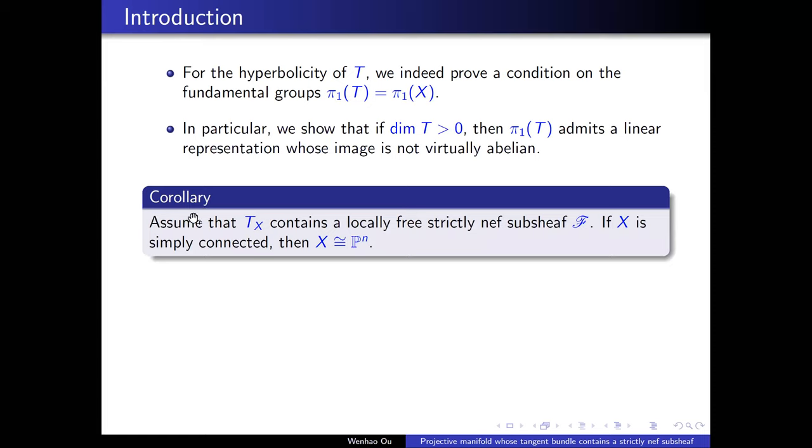In particular, we show that if the tangent bundle T_X contains a strictly nef subsheaf F, as in the condition before, and if we assume further that X is simply connected, then X is isomorphic to P^n, because the representation of a simply connected group is always trivial, hence abelian. So T cannot have positive dimension. Or if we assume the fundamental group of X is virtually abelian, then X is P^n as well, because the image of the representation of any virtually abelian group is also virtually abelian. So this can't happen. As I mentioned in the introduction, if T_X contains a locally free strictly nef subsheaf F and the fundamental group is virtually abelian, then X is P^n. So we have a kind of characterization of P^n.